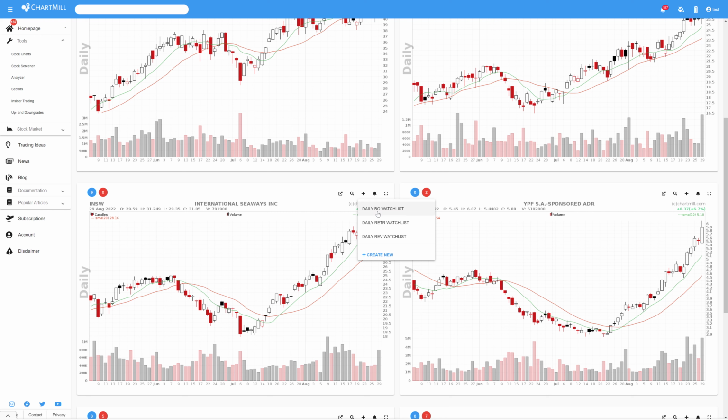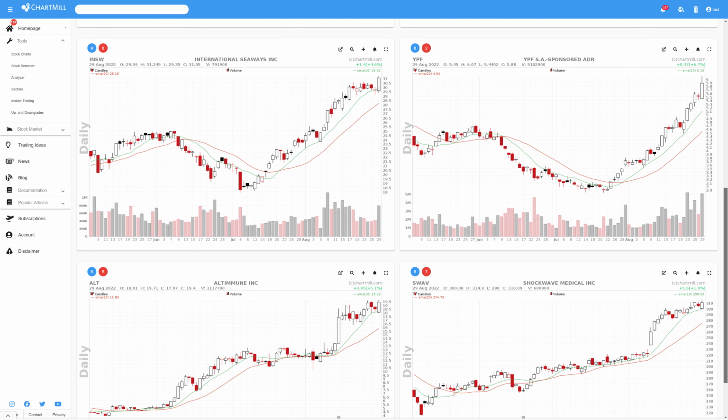Clicking on the plus sign, I have already created for myself 3 different watch lists. So my daily breakout watch list, my daily retracement watch list, and then a mean reversion watch list. If you don't have these watch lists, you can create them by clicking on this plus sign, create new. So I'm going to add this one to my daily breakout watch list.